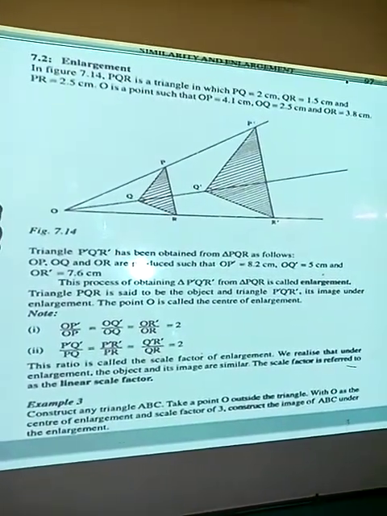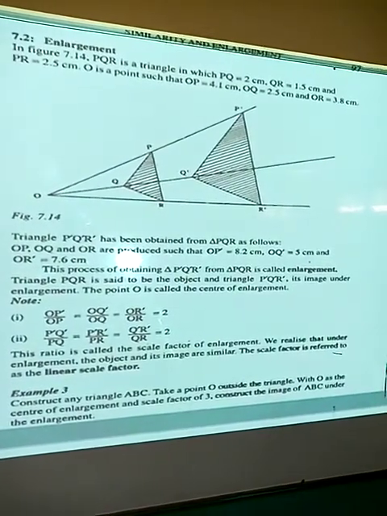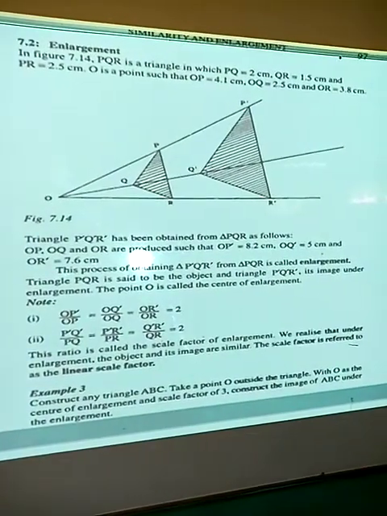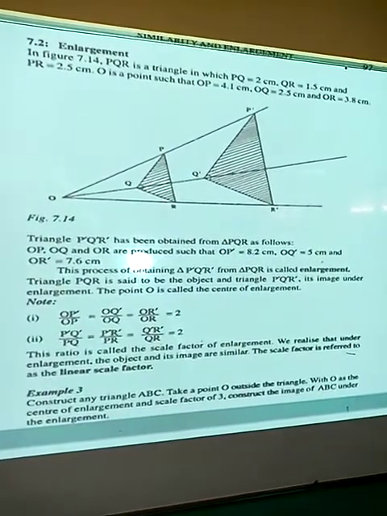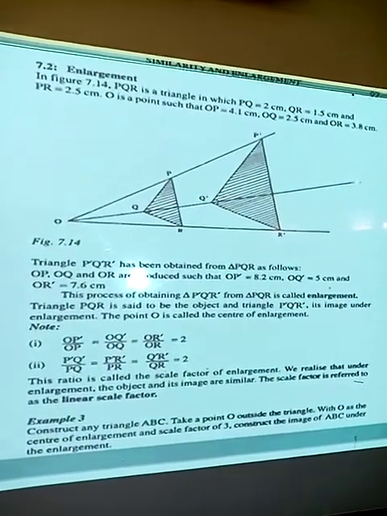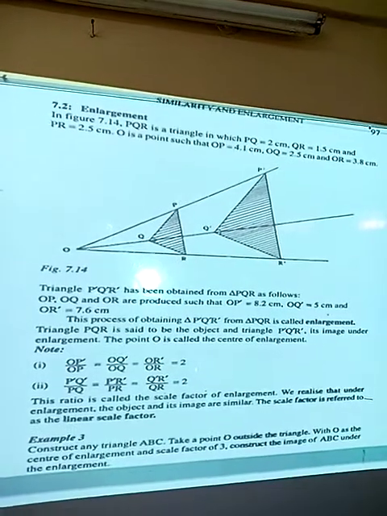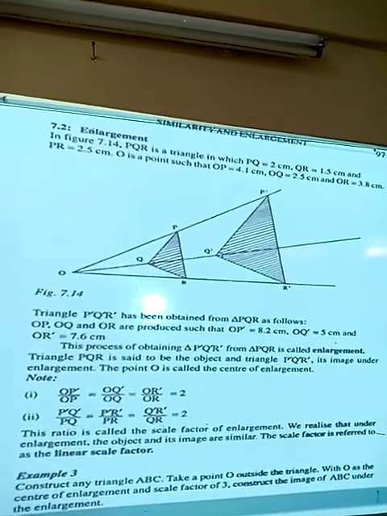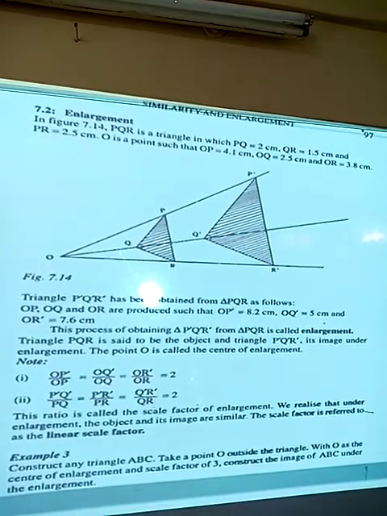Let us look at the diagram. When you look at figure 4, the figure below shows triangle PQR, in which PQ is equal to 2 centimeters, QR is equal to 1.5 centimeters, and PR is equal to 2.5 centimeters. O is a point such that OP is equal to 4.1 centimeters, OQ is 2.5 centimeters, and OR is equal to 3.8 centimeters.